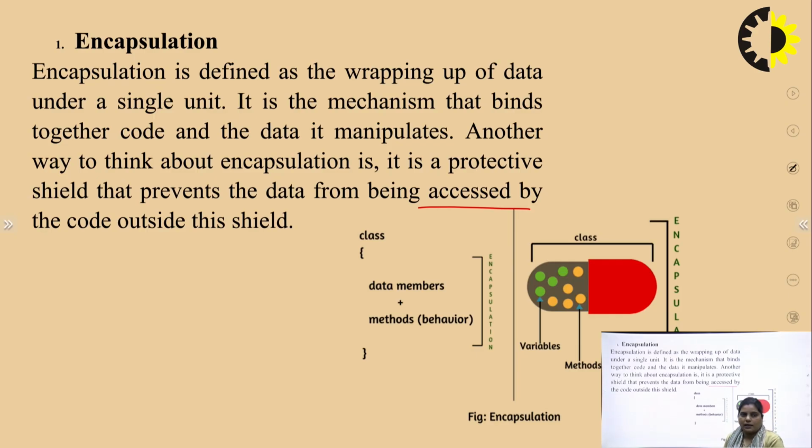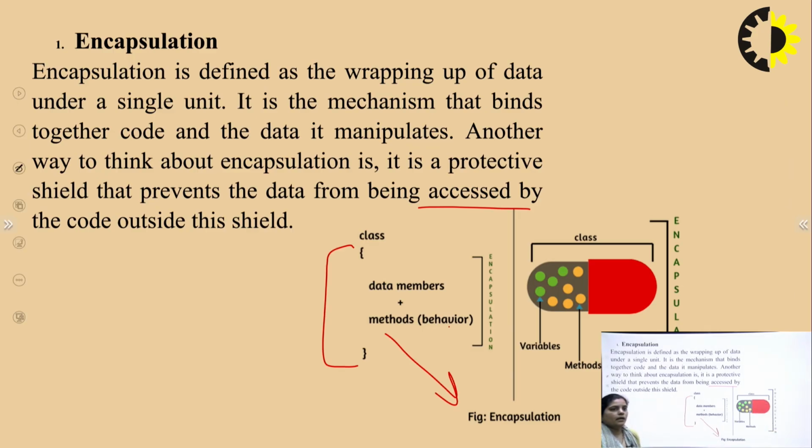It acts as a protective shield which prevents the data from being accessed by outside code. So we can also say that it is used for security purposes. In this given example, this particular code is showing encapsulation. In this figure we can see the variables and the different methods, and these are encapsulated into a single unit, that is a class. In this way, encapsulation wraps up the data and its methods or behaviors into a single unit.